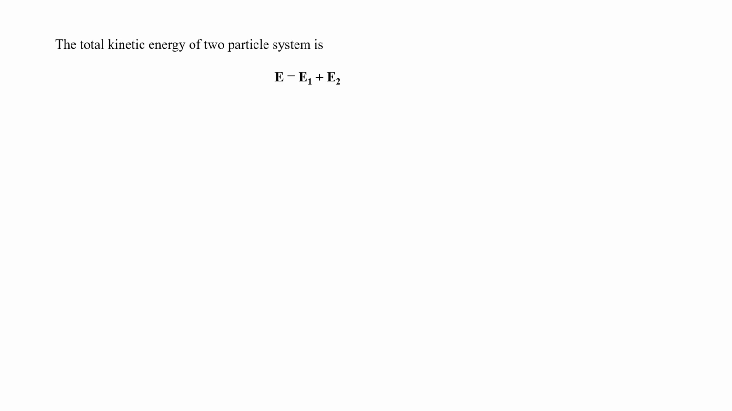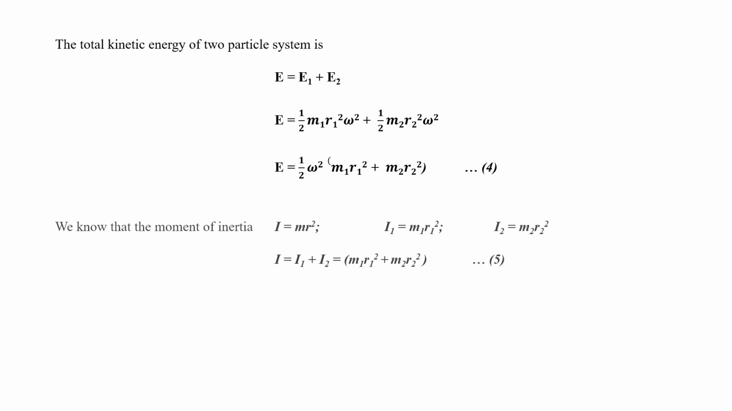The total kinetic energy of the particle is given by the summation of E1 and E2. I summate the two equations and take 1 by 2 omega square common in both terms, and inside the bracket you have m1 r1 square plus m2 r2 square. I consider this equation number 4.